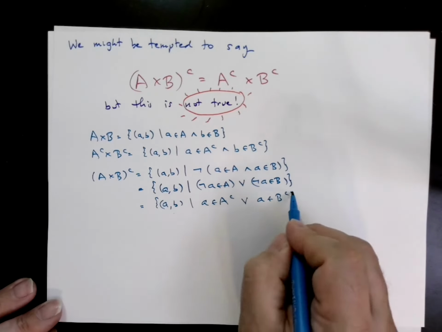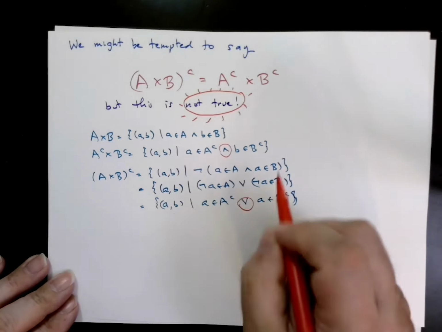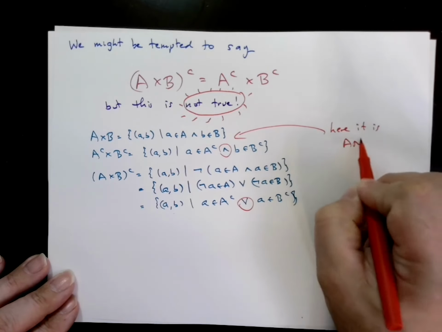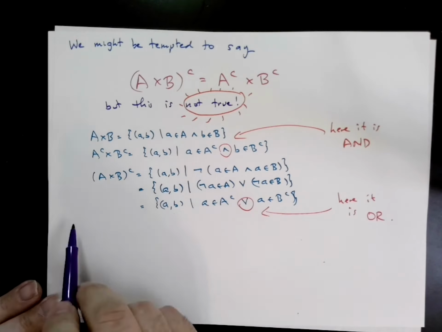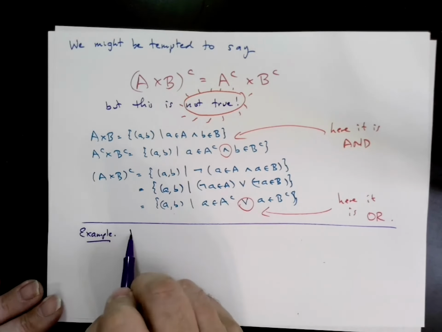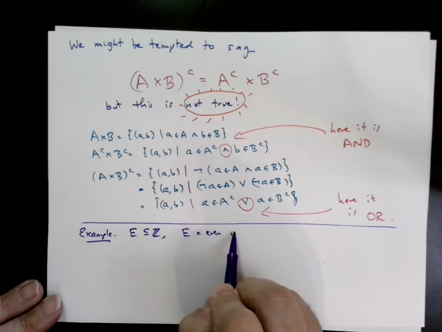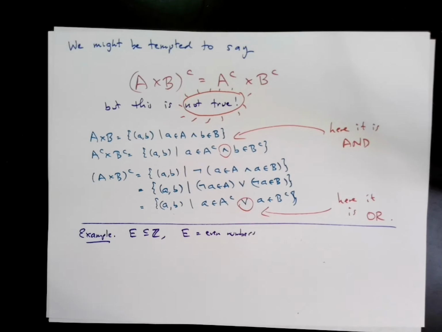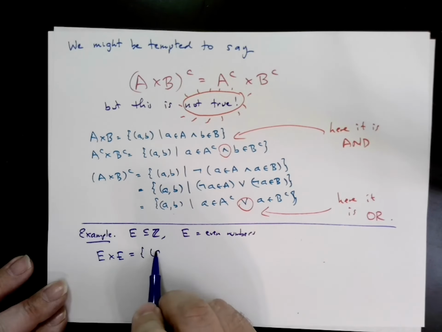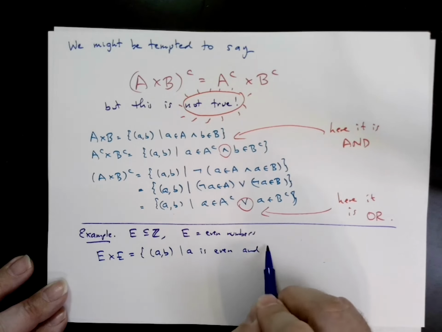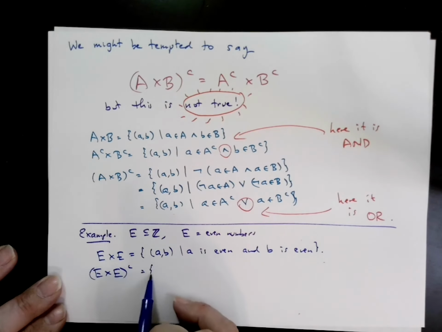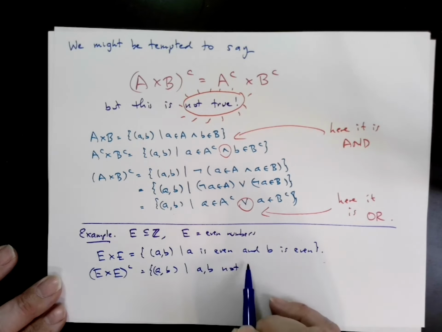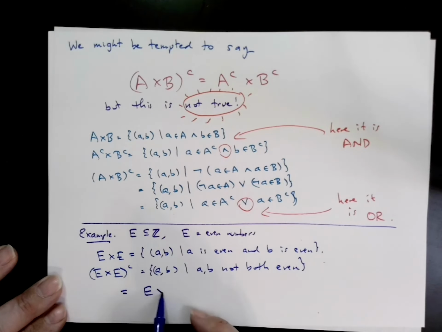Here's a concrete example. Let us consider E, the set of even numbers, inside the integers. The complement of E is O, the set of odd numbers. So E times E is the set of vectors where both components are even. The complement of this set is the set of vectors where one or more of the components is odd. More specifically, the complement of E times E is actually E times O union O times E union O times O.